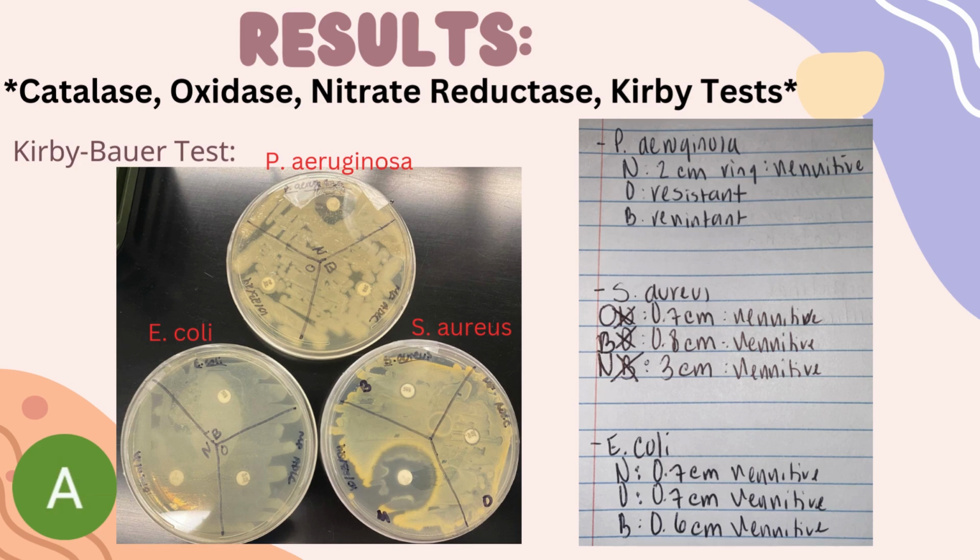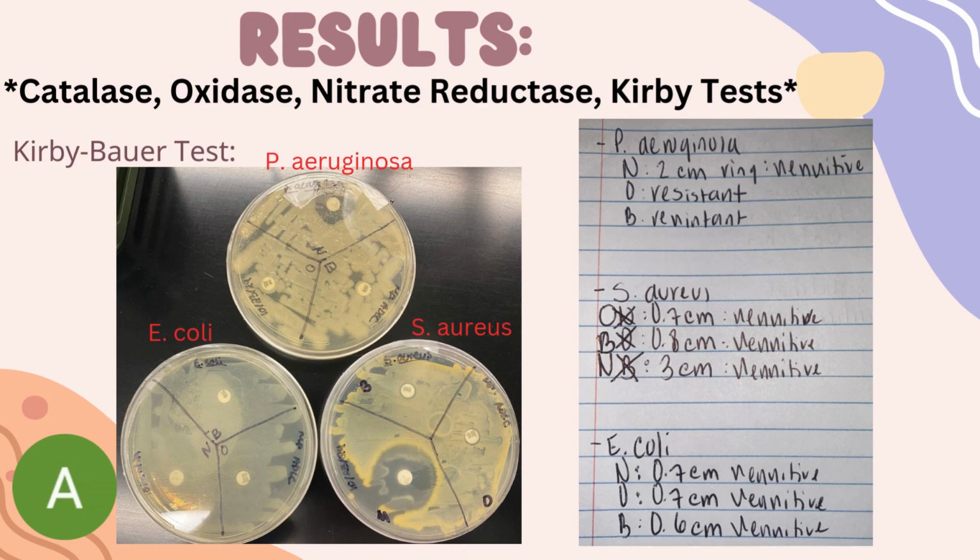The Kirby-Bauer test displayed resistant outcomes for P. aeruginosa against the optochin and bacitracin antibiotics, as there was no formation of a ring around the disc. However, P. aeruginosa did display sensitivity against novobiocin with a ring around the disc spanning 2 centimeters. Additionally, S. aureus and E. coli displayed full sensitivity against the optochin, bacitracin, and novobiocin antibiotics.